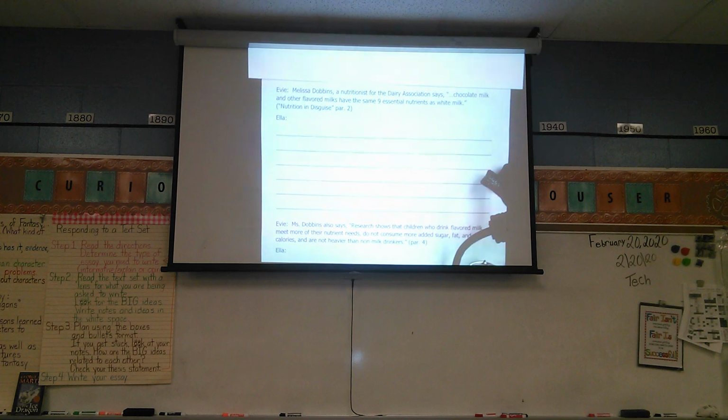Melissa Dobbins, a nutritionist for the Dairy Association, says, and here's the quote, chocolate milk and other flavored milks have the same 9 essential nutrients as white milk. And then notice it's cited. Nutrition in Disguise is the name of the article. Notice it's an article and it's in quotation marks. And it's in paragraph 2 of that article.